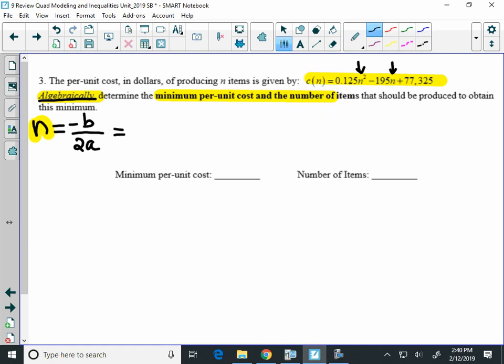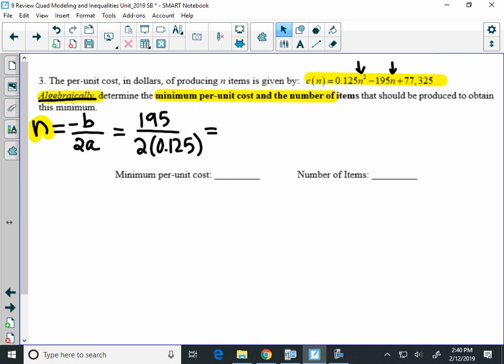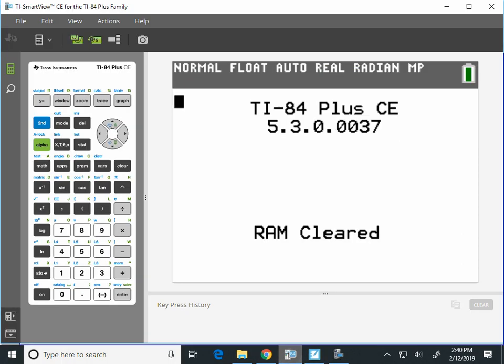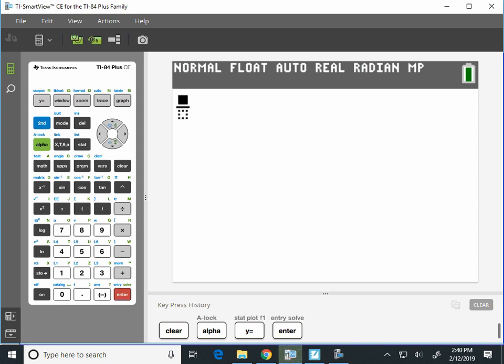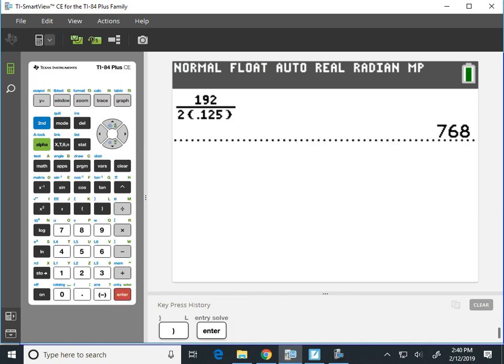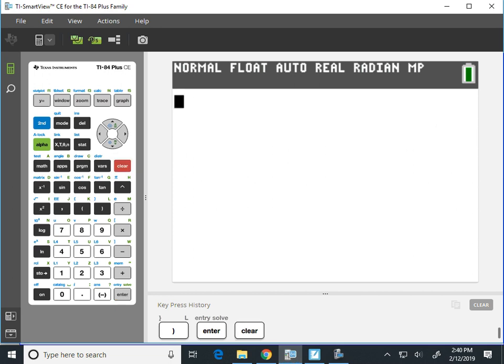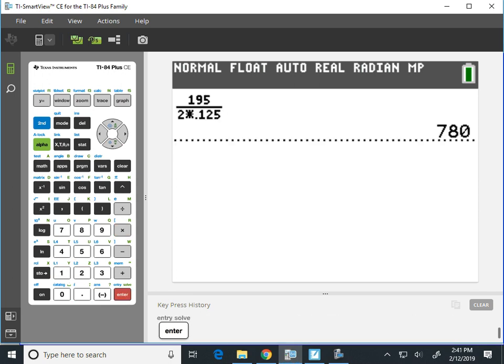Now here, the opposite of b is 195 over 2 times 0.125. So you just go ahead and type that right into your calculator. I'm going to make a fraction here to make sure that everything works in terms of order of operations. Oops, no, I was right the first time. It's 195, I'm so sorry. Let me type that again. So I have 195 in the numerator divided by 2 times 0.125. All right, 780 is the right answer.